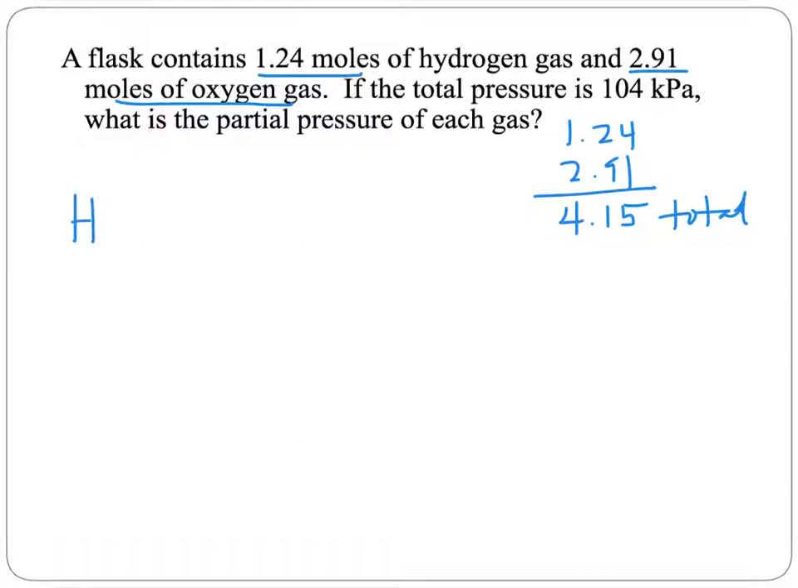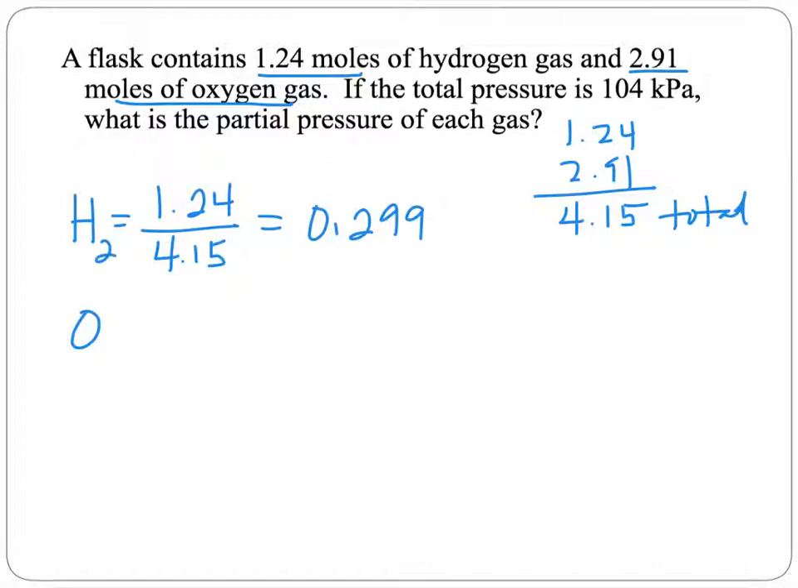Then for hydrogen, what do we have? We've got 1.24 moles of hydrogen out of 4.15 moles. And if you do the math, you'll find that 0.299 is the mole fraction for hydrogen. For oxygen gas, we have 2.91 moles, and again over the total moles of 4.15, and that gives us a mole fraction of 0.701.